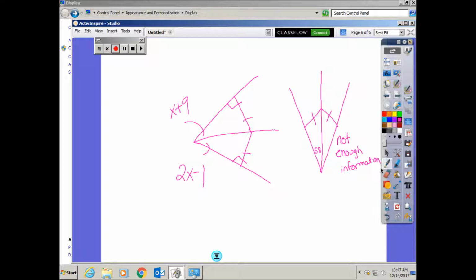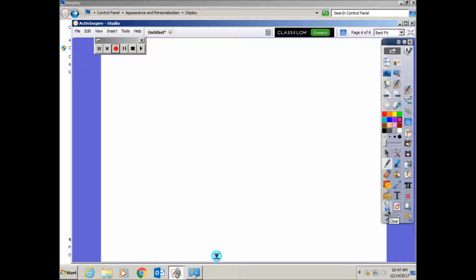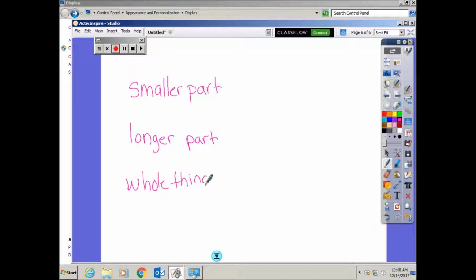the next part of the chapter 5 review talked about medians of triangles. So I would make sure you have in your notes and on your reference sheet something about the medians, because there's 2 different rules here. On the median of a triangle, you have a smaller part, a longer part, and the whole thing. This might be something that you're writing down in your notes, on your reference sheet.